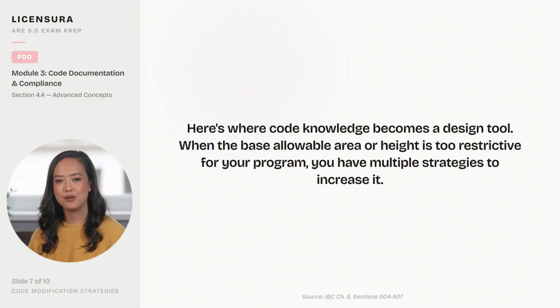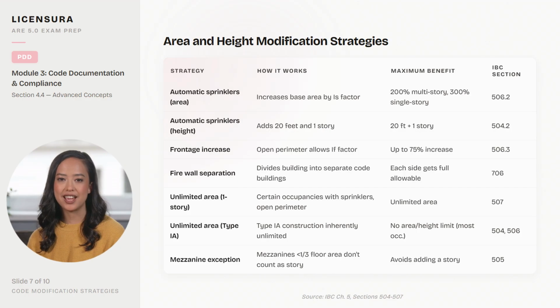Here's where code knowledge becomes a design tool. When the base allowable area or height is too restrictive for your program, you have multiple strategies to increase it. Understanding these modifications is what separates a code-literate architect from one who just looks things up in a table. The Area and Height Modification Strategies table is your toolkit for making buildings bigger or taller.